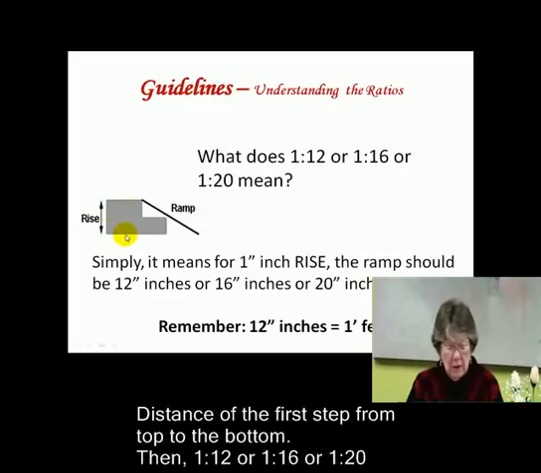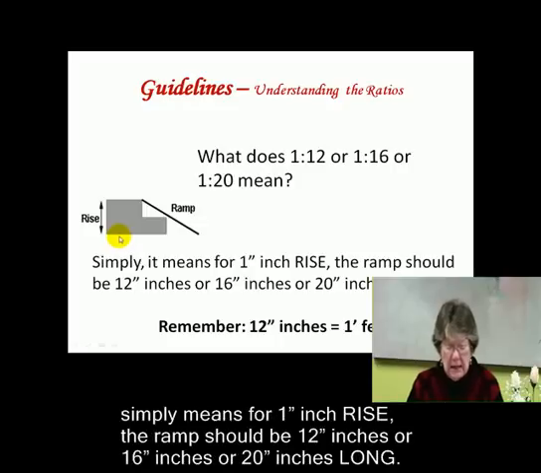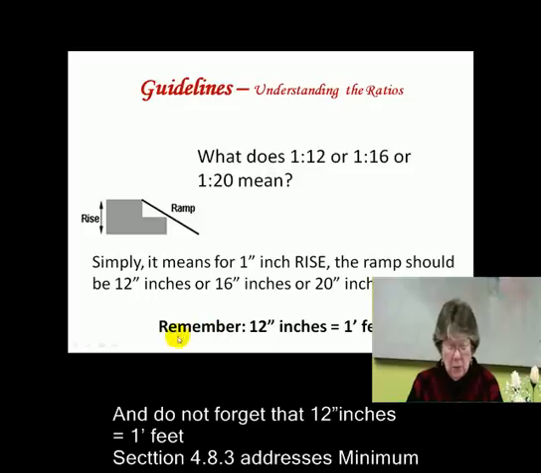Then 1:12 or 1:16 or 1:20 simply means for 1 inch of rise, the ramp should be 12 inches or 16 inches or 20 inches long. And do not forget that 12 inches equals 1 foot.